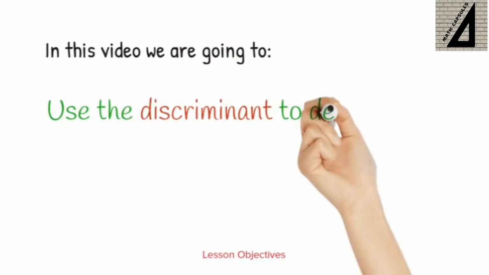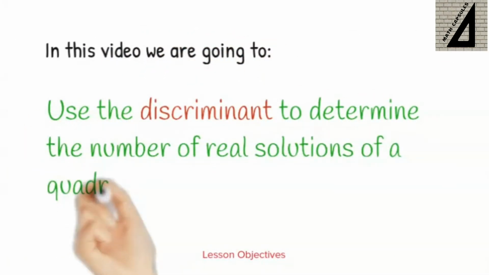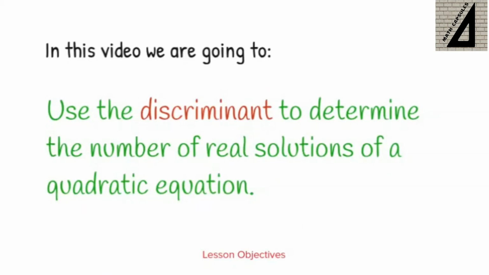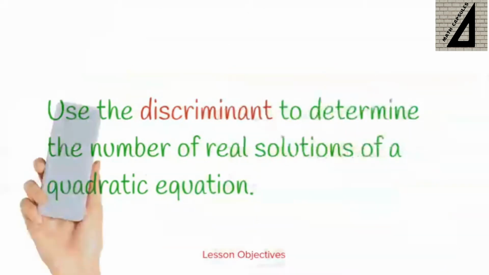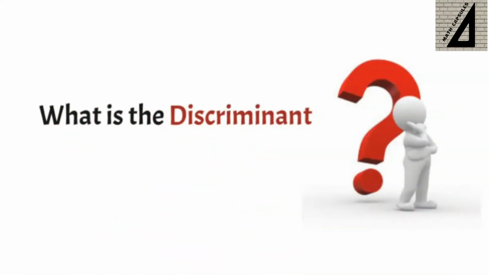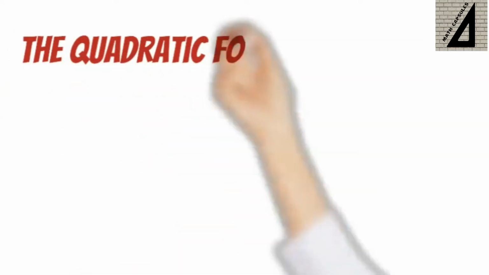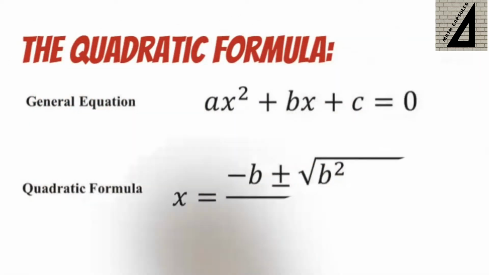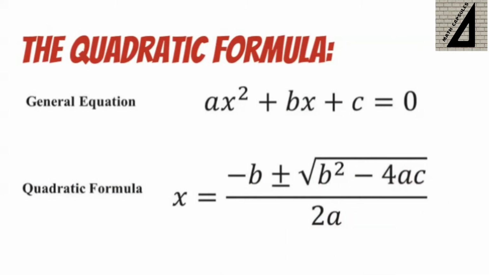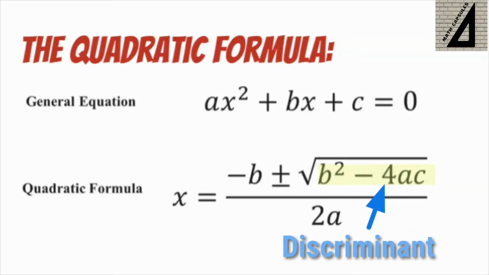In this video, we are going to use the discriminant to determine the number of real solutions of a quadratic equation. But what is the discriminant? Remember the quadratic formula to solve a quadratic equation that we have learned in the first video. The discriminant is this small part inside the square root, which is b squared minus 4ac.